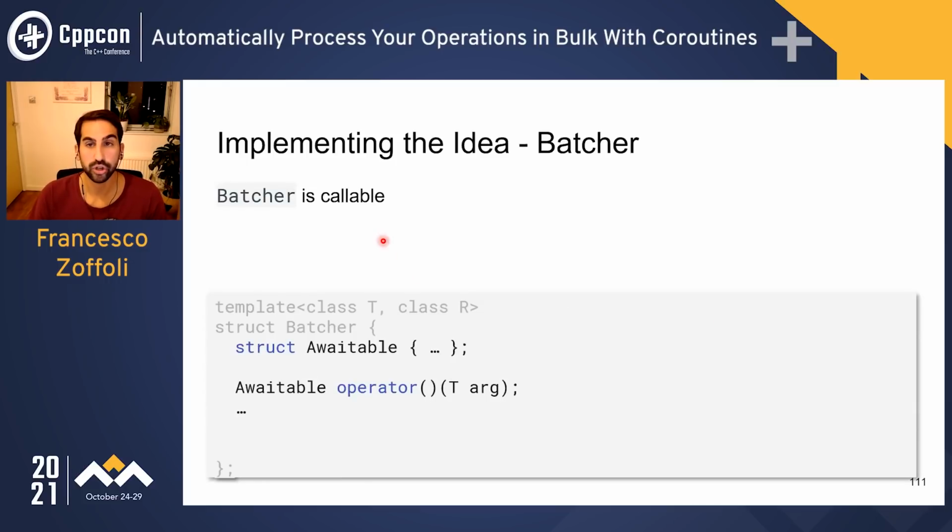Now, let's look at the API of the batcher. We said that the batcher needs to be callable because it's intercepting the call to our function. And it needs to return an awaitable object because we want to call co_await on that. So we are going to implement operator call, which takes the input arguments and returns the awaitable.